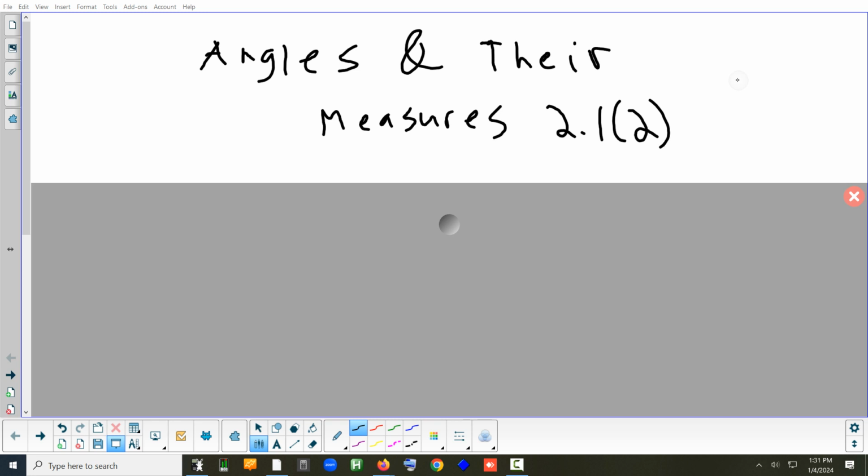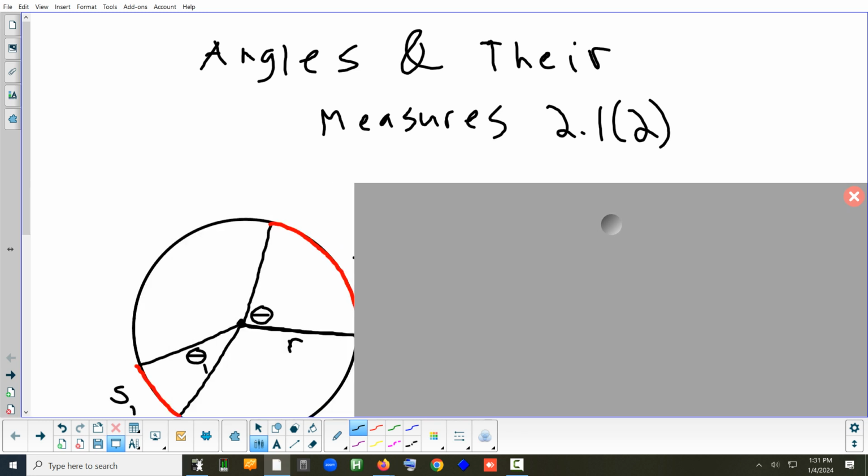So last thing we're going to look at is 2.1 part 2. And it's, again, as I said before, finding two things. One of the formulas we're going to look at is finding area, and the other one is finding arc length. Okay. We're going to start with the arc length one.